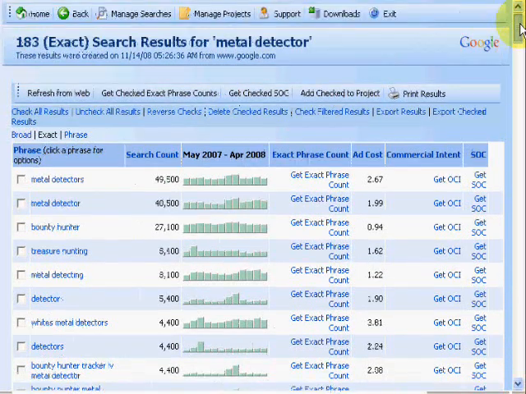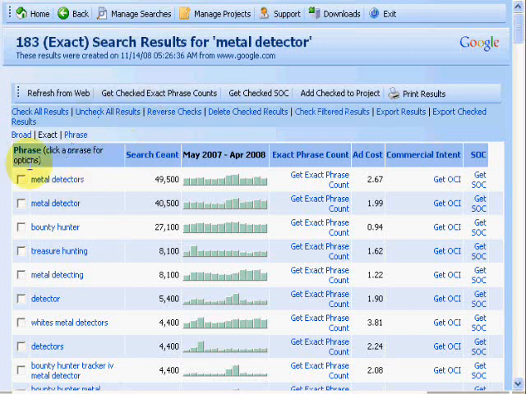So we're going to explore a little deeper into this software and show you the capabilities that it has to uncover possible niches. So here again, we've got our search count, which gives us our trend, exact phrase count, which is exact phrases found online, which would be this exact keyword phrase, your OCI, which is your customer intent, and your strength of competition.